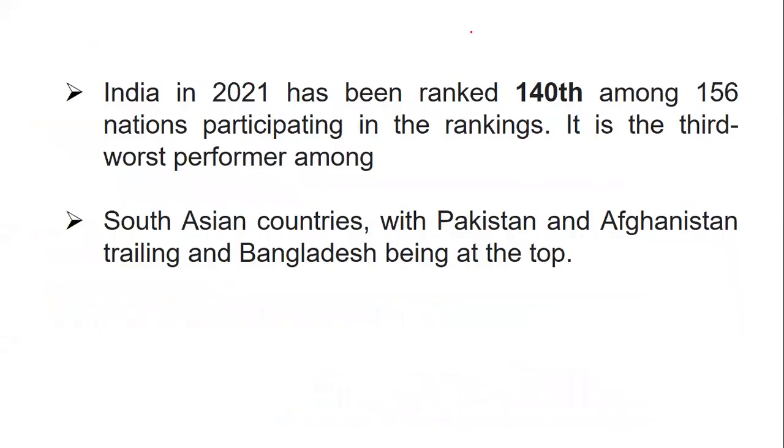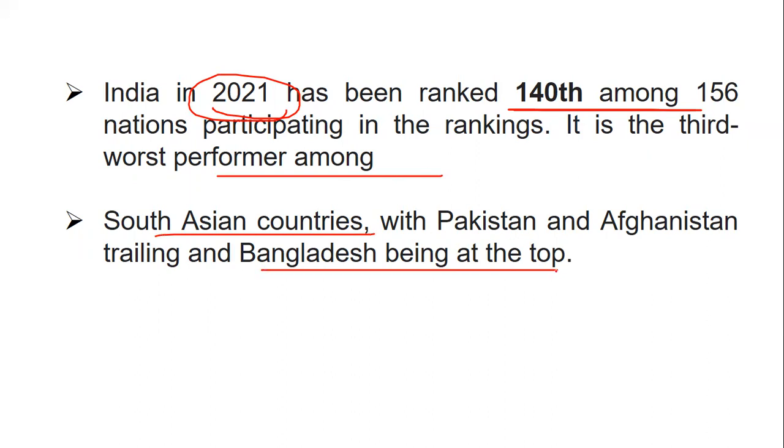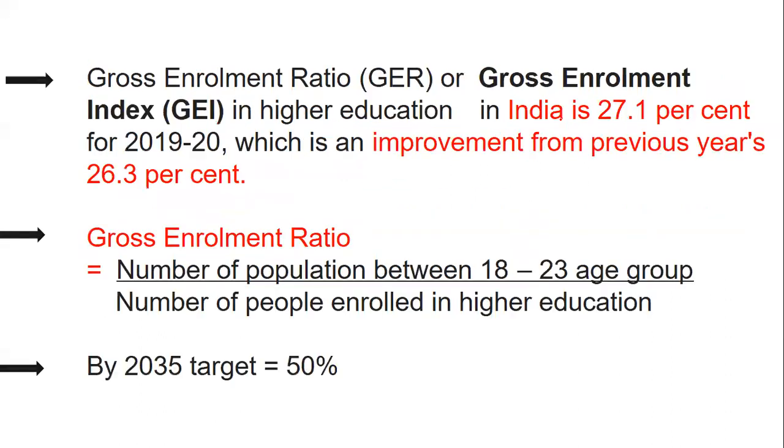So right now, we have 2021 statistics. India is ranked 140th among 156 nations, the third worst performer. South Asian countries like Pakistan, Afghanistan, and Bangladesh are at the top. So yes, India has to improve its ranking and definitely come ahead with the best performance. For gross enrollment ratio, as I said, we have the latest data, which is 27.1.